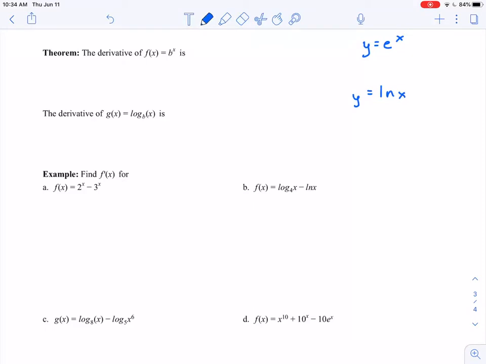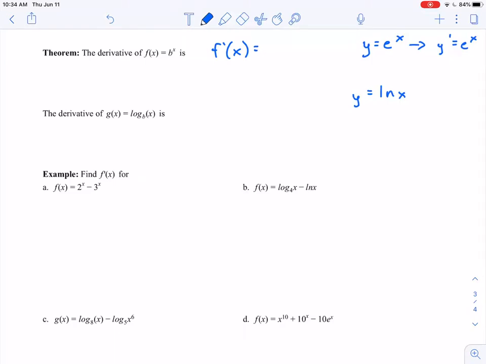Let's start with exponentials. It says the derivative of f of x equals b to the x is f prime of x. And before I give away the answer, I want to think about how I took the derivative of e to the x. We said the derivative of e to the x is just e to the x. It is its own derivative. It does not change. So b to the x is going to act really similar in that it starts off almost exactly the same.